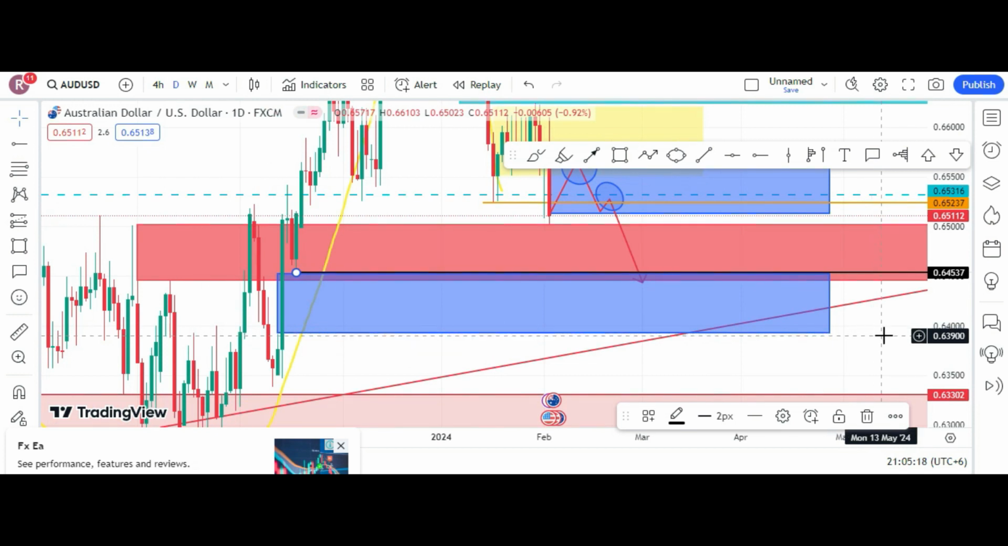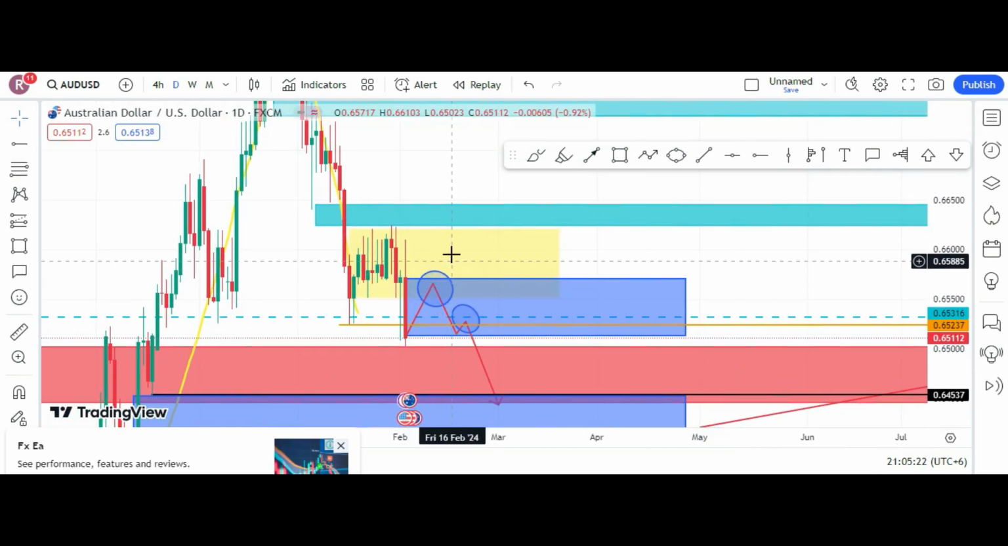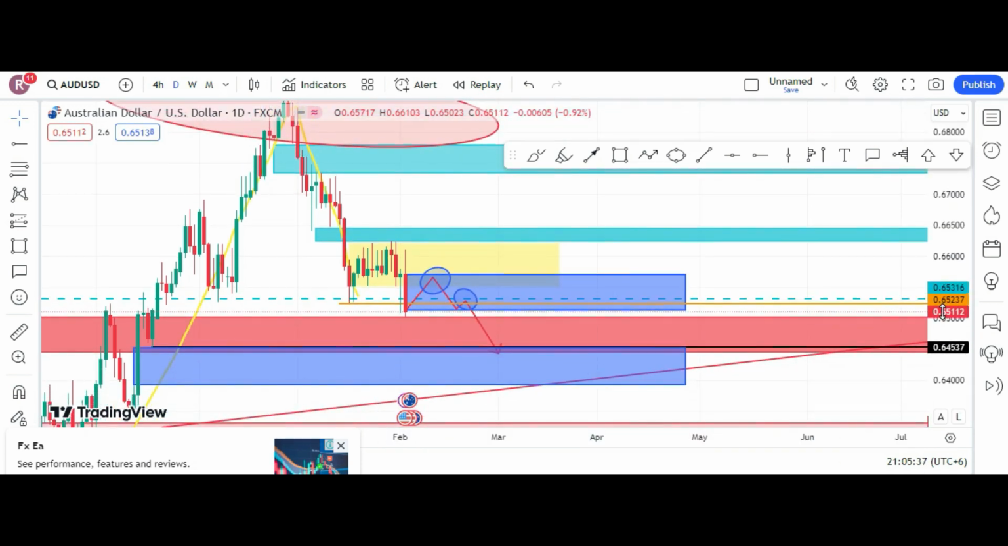So please maintain your risk management. On the upside, I don't have any traction because it is already touching the monthly imbalance. From here to here is far away, better to be here. Because all the imbalances attract the market, all the fair value gaps attract the market very highly.